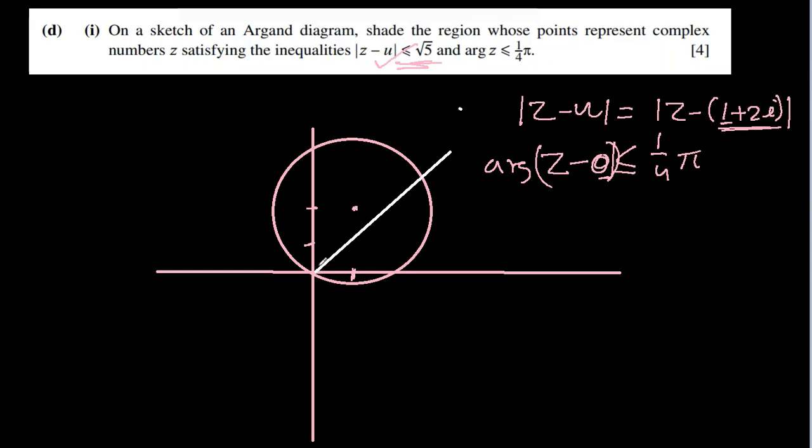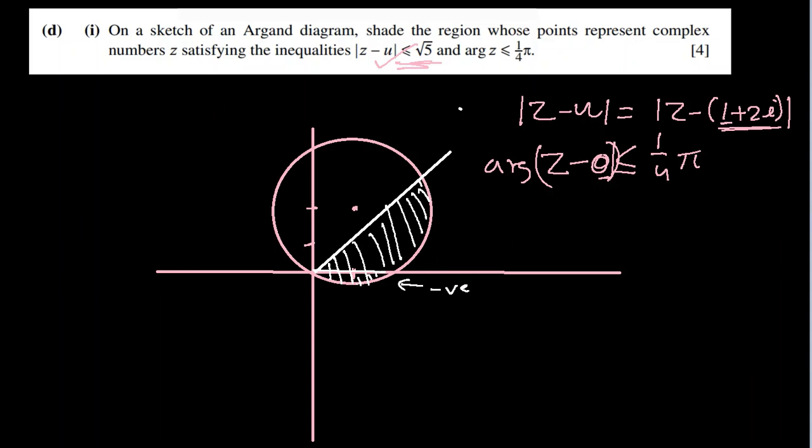So we already knew that the inside of the circle is shaded. Now we have to shade less than pi by 4, and this whole area will be shaded now. Even under this line is also shaded. Why? Because an argument in the negative direction is also less than pi by 4. That's why we are shading the lower part also, under the half line.